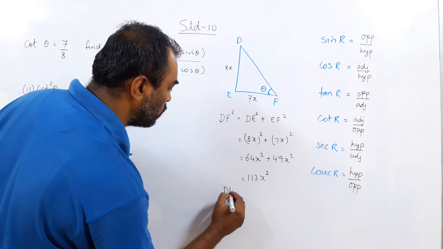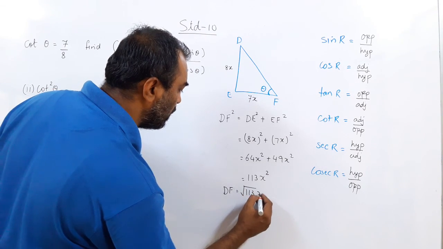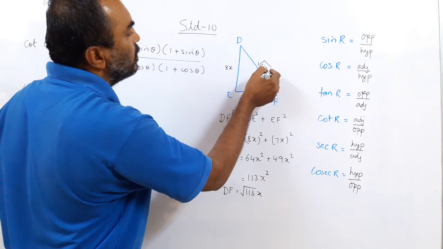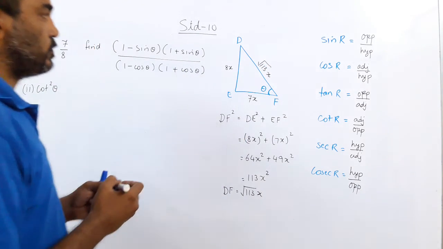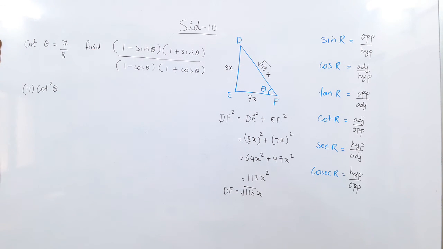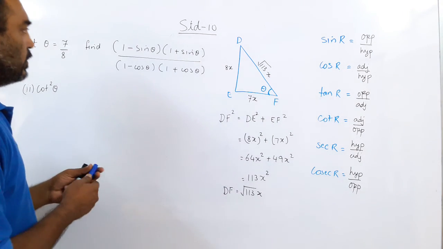So DF is equal to, what is DF equal to? Under root 113x. So DF is equal to under root 113x. Okay? Now I will find 1 minus sine theta, 1 plus sine theta, and 1 minus cos theta. So let us begin.